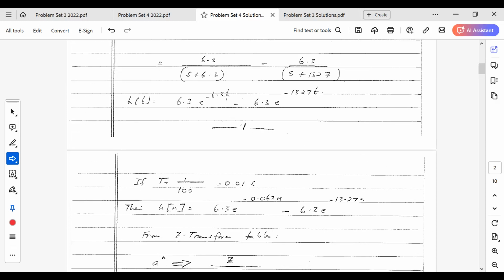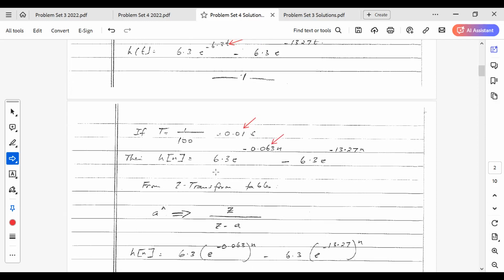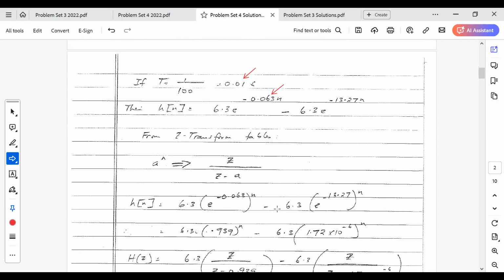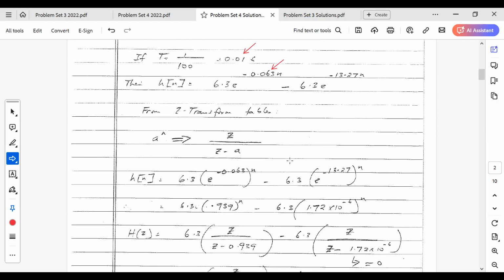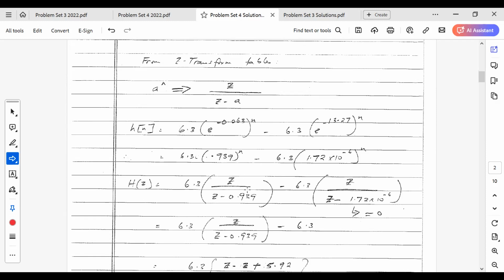So now wherever you see t here, you're going to have to replace it with nT, and capital T is 0.01. Right, so this is where you get this coming in, and then you go from that now to the Z transform tables, in the back of the exam, and then you substitute all the way through.